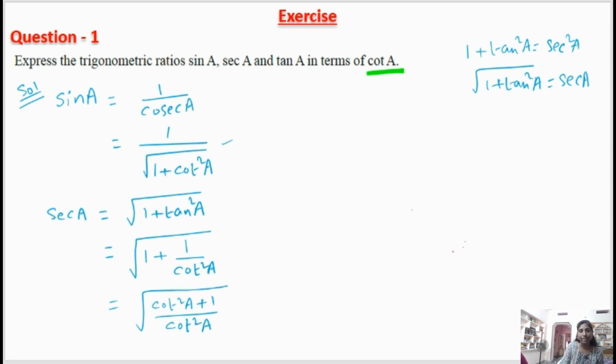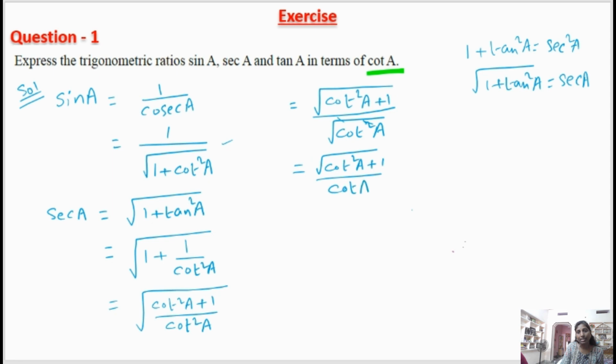But denominator, you can see here, we can write the square root separately for numerator and denominator. So under root cot square A plus 1 by root over cot square A. So here the square root and square is cancelled. So here under root cot square A plus 1 by cot A. See, now we have only cot A.